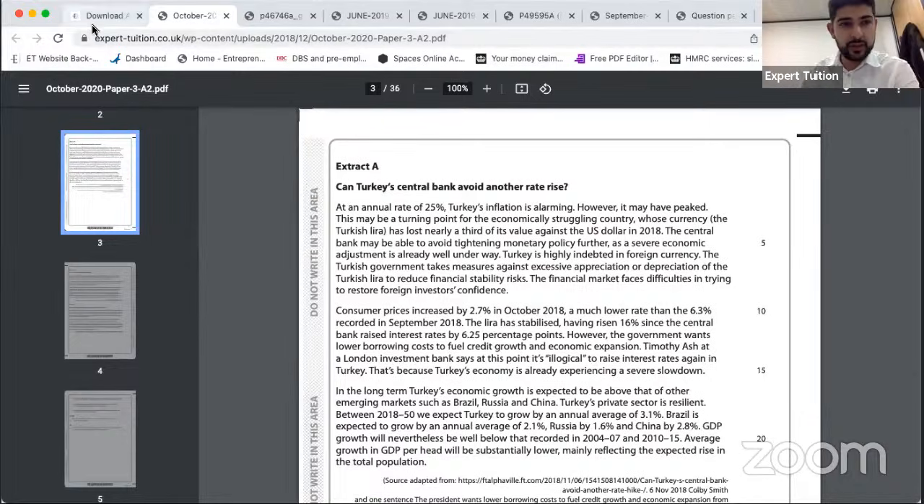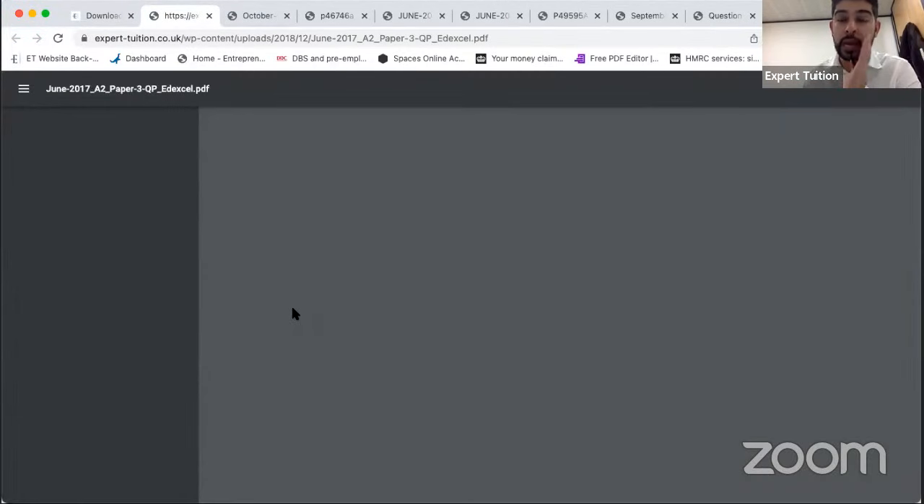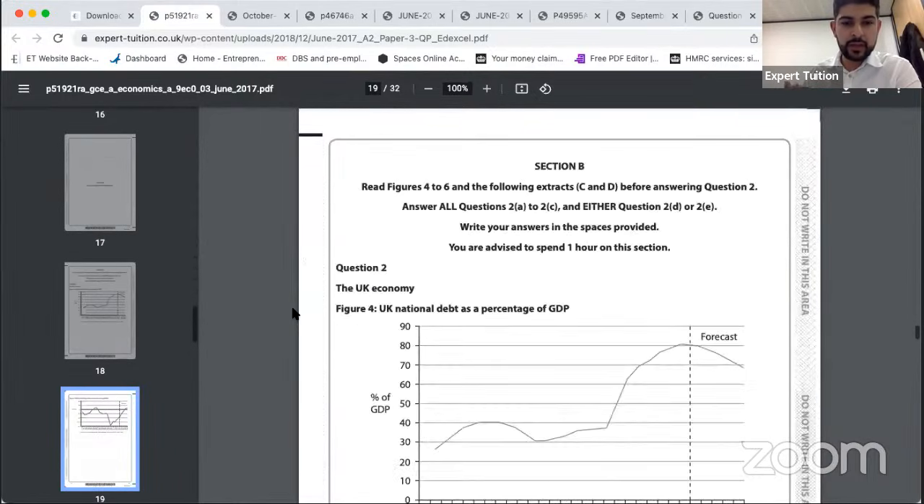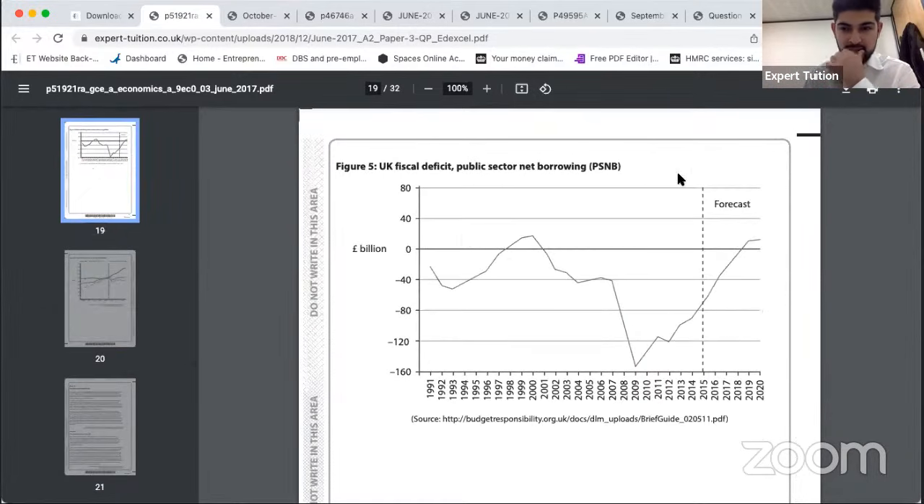As an example, before I tell you the evaluation for this one, actually, can I show you the June 2017 paper? Just as an example of like lame evaluation for an 8 marker, but it works. The 8 marker here was about, with reference to figures 4 and 5 and your own knowledge, examine the relationship between national debt as a proportion of GDP and the fiscal deficit, right? If I have time, I actually might do this question later, but can I just show you the evaluation? Yeah. So you explain it, talk about the relationship between the two. And if you look at the figure, it has this, it has forecast. Go, oh, the data might be wrong. The forecast might be inaccurate. It may not actually transpire, right?